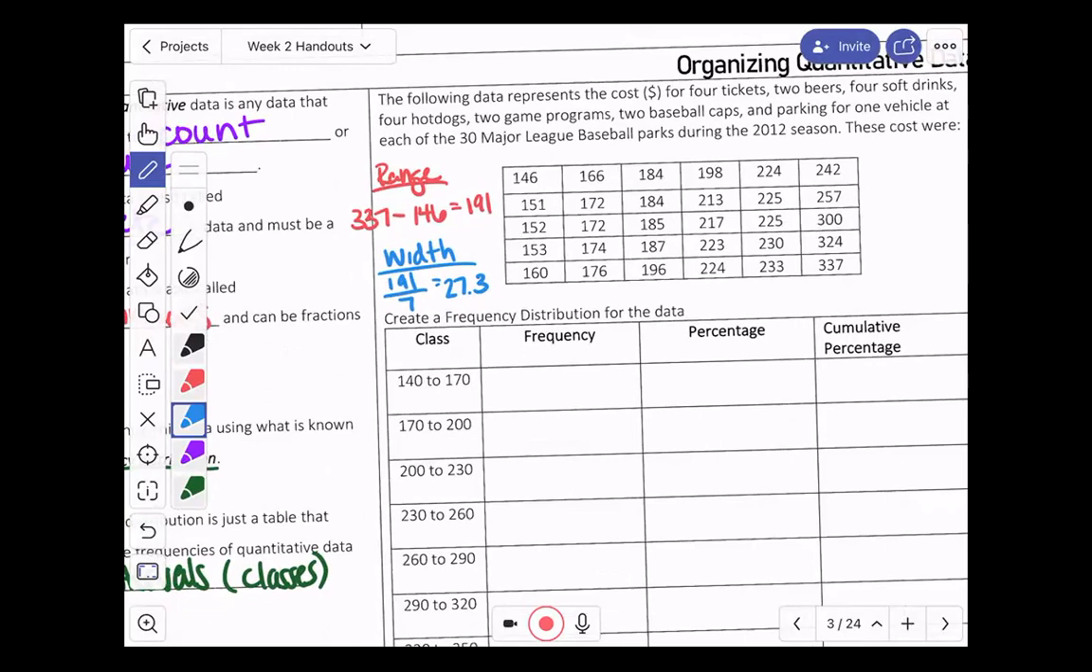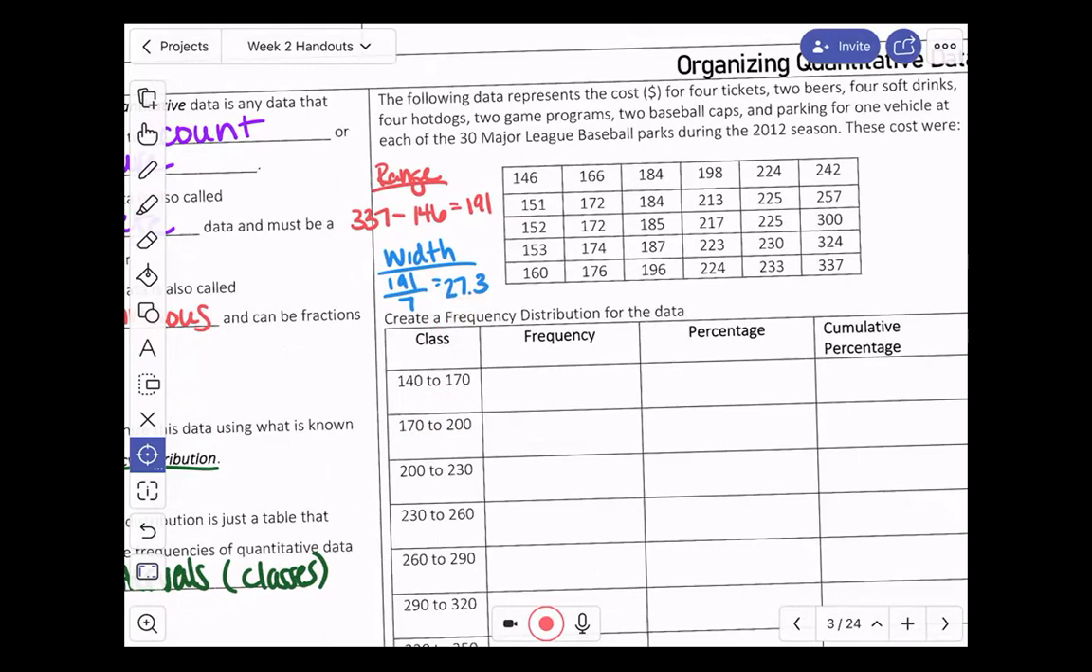Well, 27.3 isn't a very nice number to add with, at least. So we want to make this a nice number to add with. So if you look here, how big is each one of my intervals? I go from 140 to 170. How big is that interval? Can anybody tell me? 30. What about from 170 to 200? 30. So how big is every one of my intervals? 30. And I'm picking 30 because 30 is a nice number.